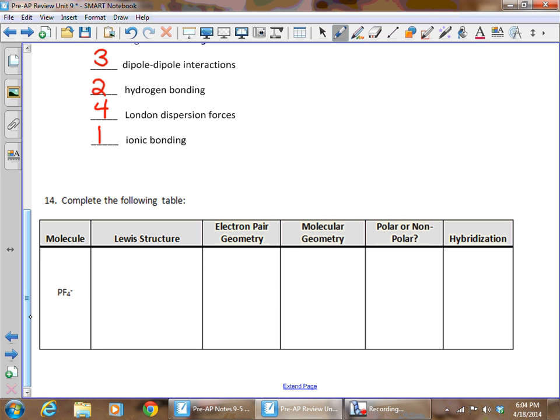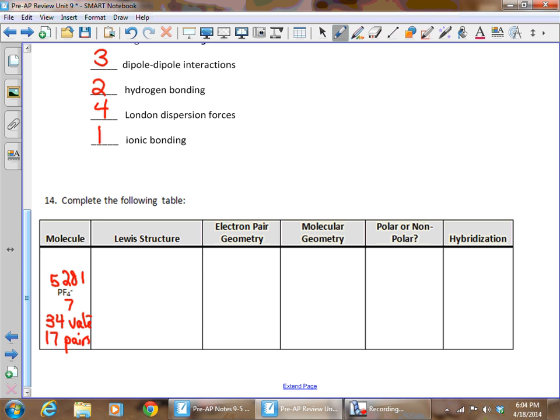So let's work through PF4- real quick. Phosphorus has 5 valence electrons. Each of the fluorines has 7, but there are 4 of them, so that's 28. There's a negative charge, and that means we've got 1 extra negative electron floating around. So that tells us that we have 34 valence electrons, and remember, we like to think of them as being in pairs, so 17 pairs.